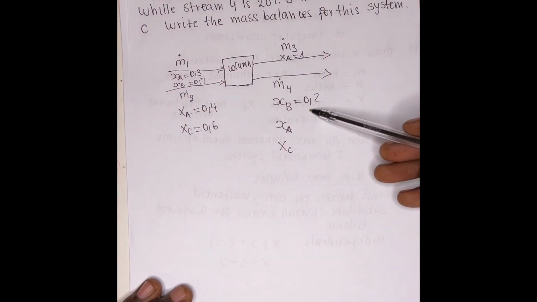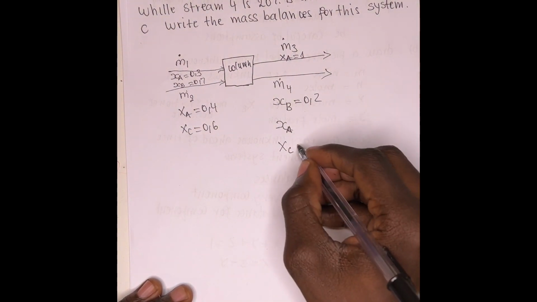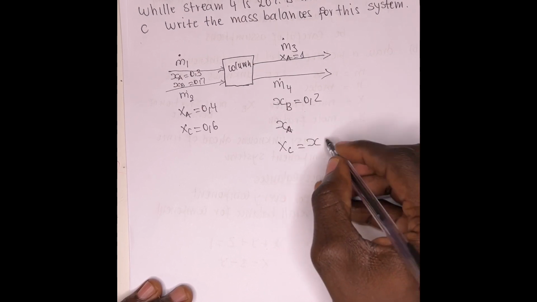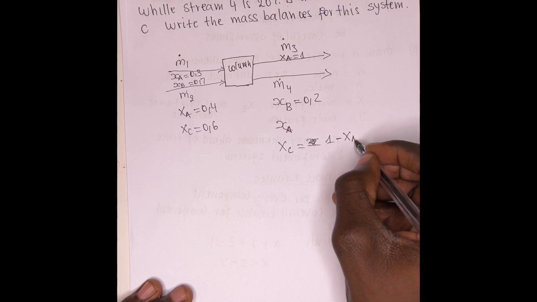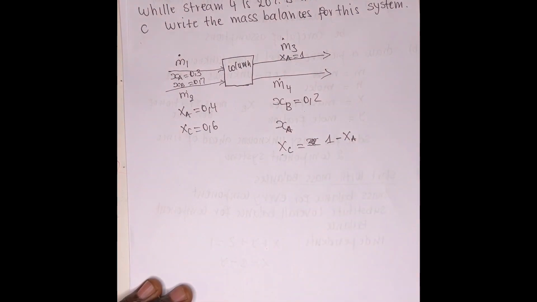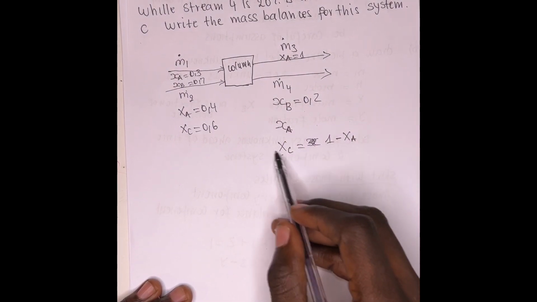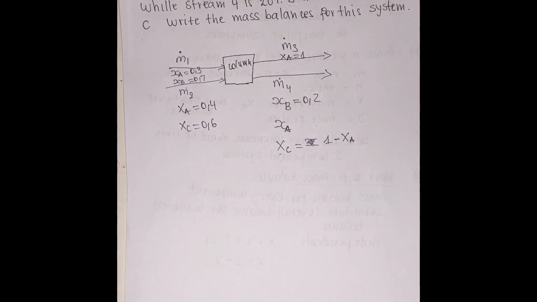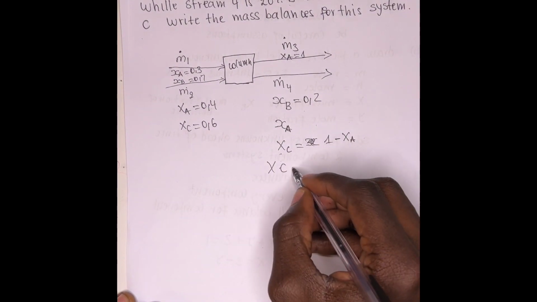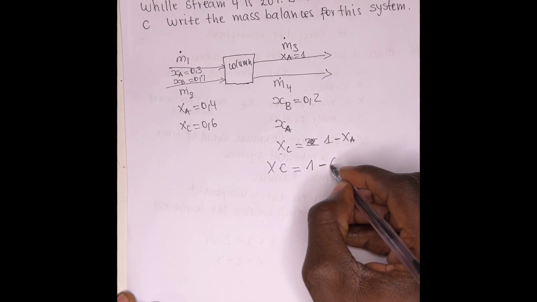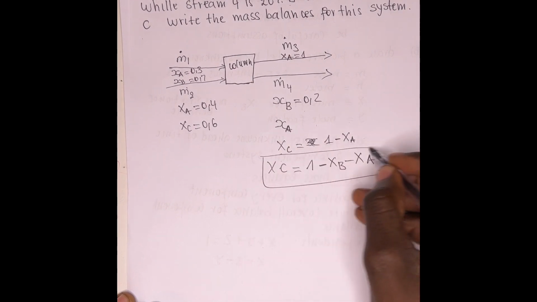Now, how can you think? You can think mathematically. To find C, it's going to be 1 minus the sum of XA and XB. Or, after you find the value of A, to find C, just take 1 minus that value. That is the easier way. You can also find C as 1 minus XB minus XA. It's still going to give the same answer.